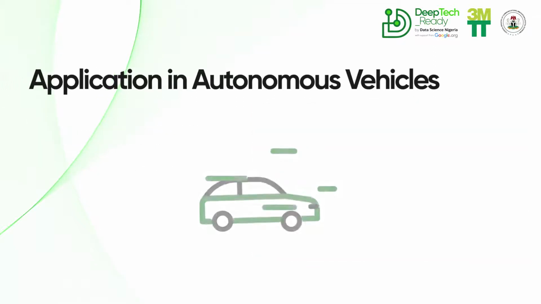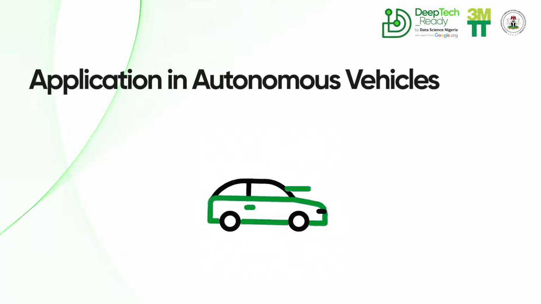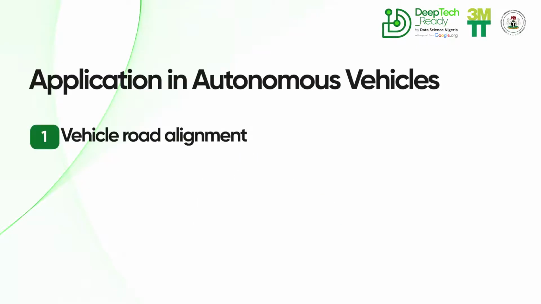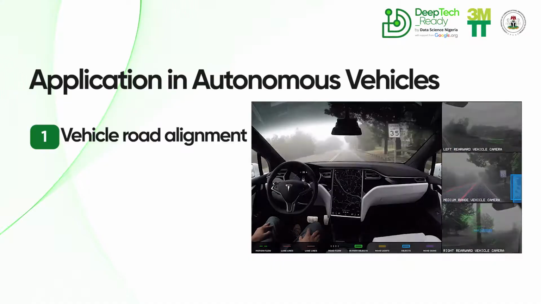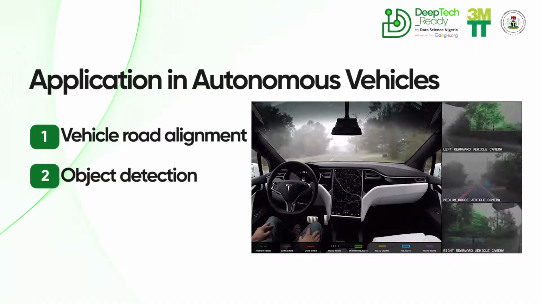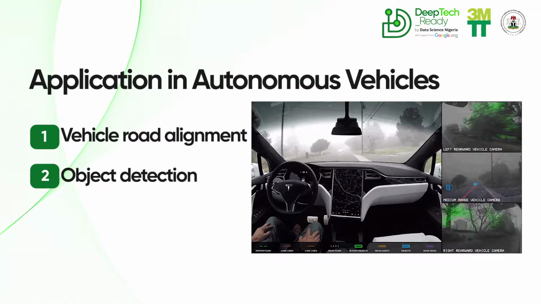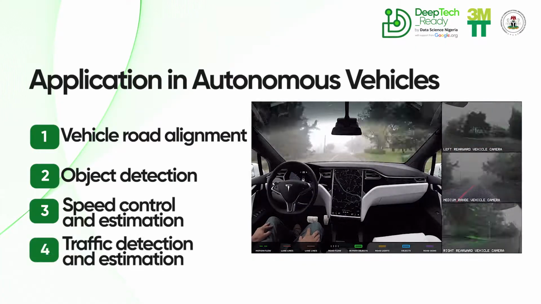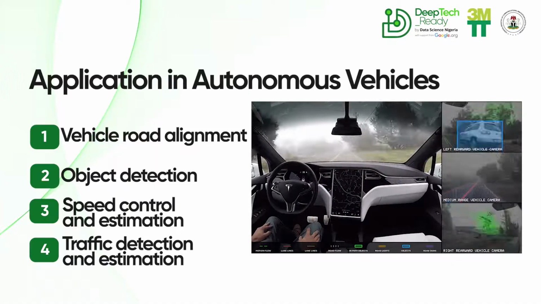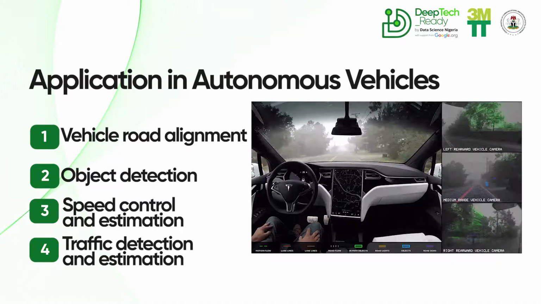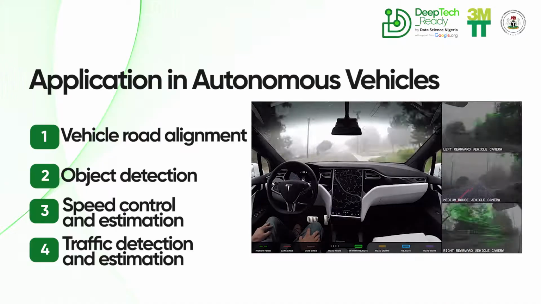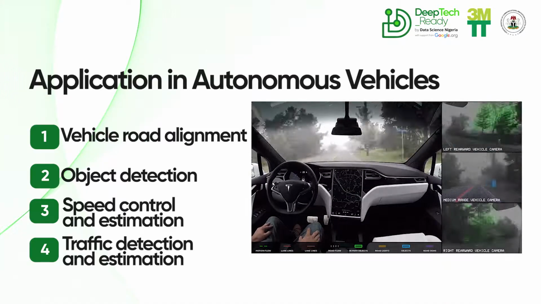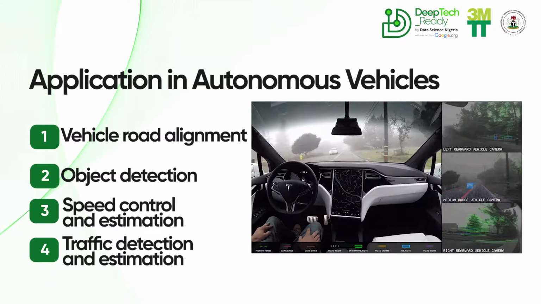Computer vision can also be applicable in autonomous vehicles. For instance, it is applicable with vehicle road alignment due to its vision. It is applicable to object detection, detecting objects as the car is moving, speed control and estimation, traffic detection, and responses. So with the aid of computer vision, the autonomous vehicle is a reality. If not for computer vision, probably we might not be having autonomous vehicles today.